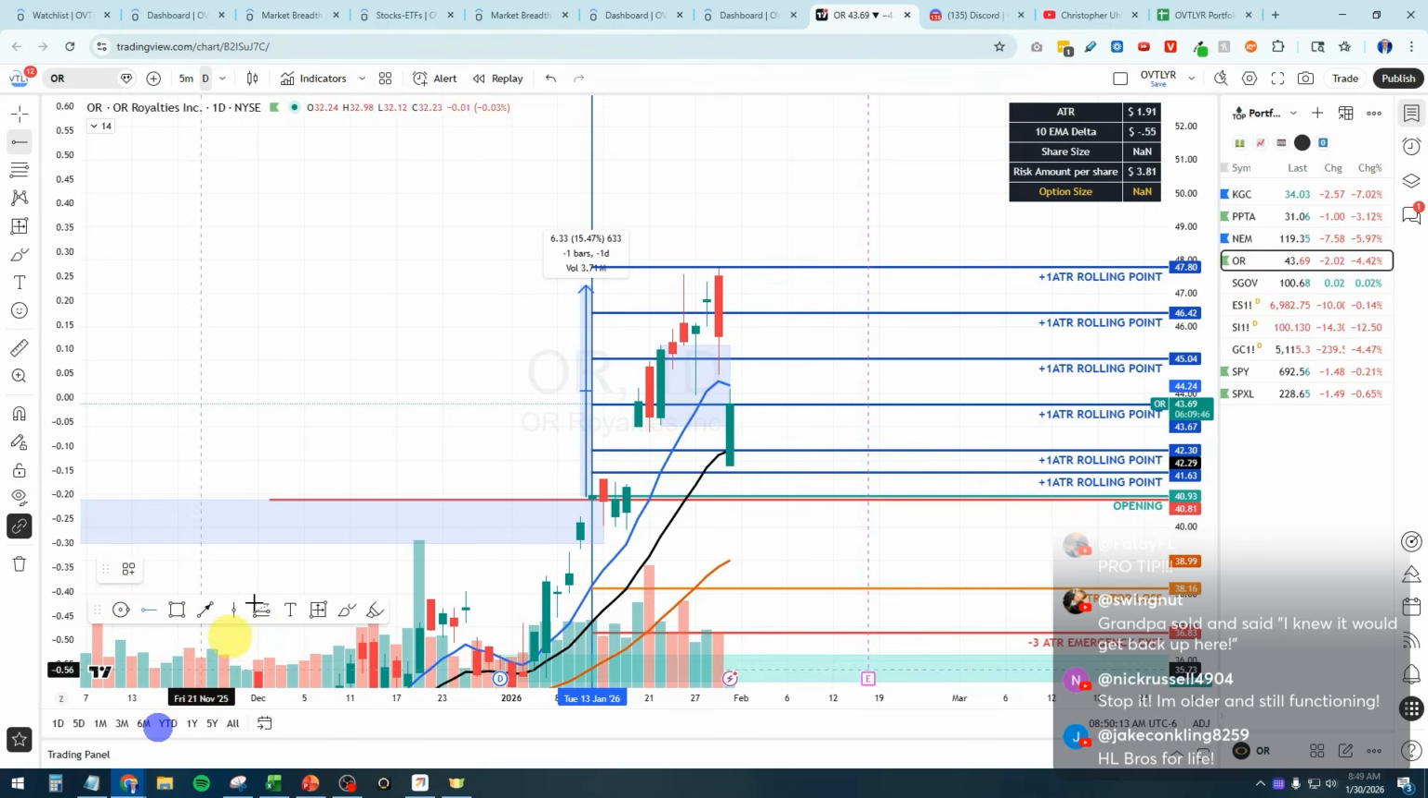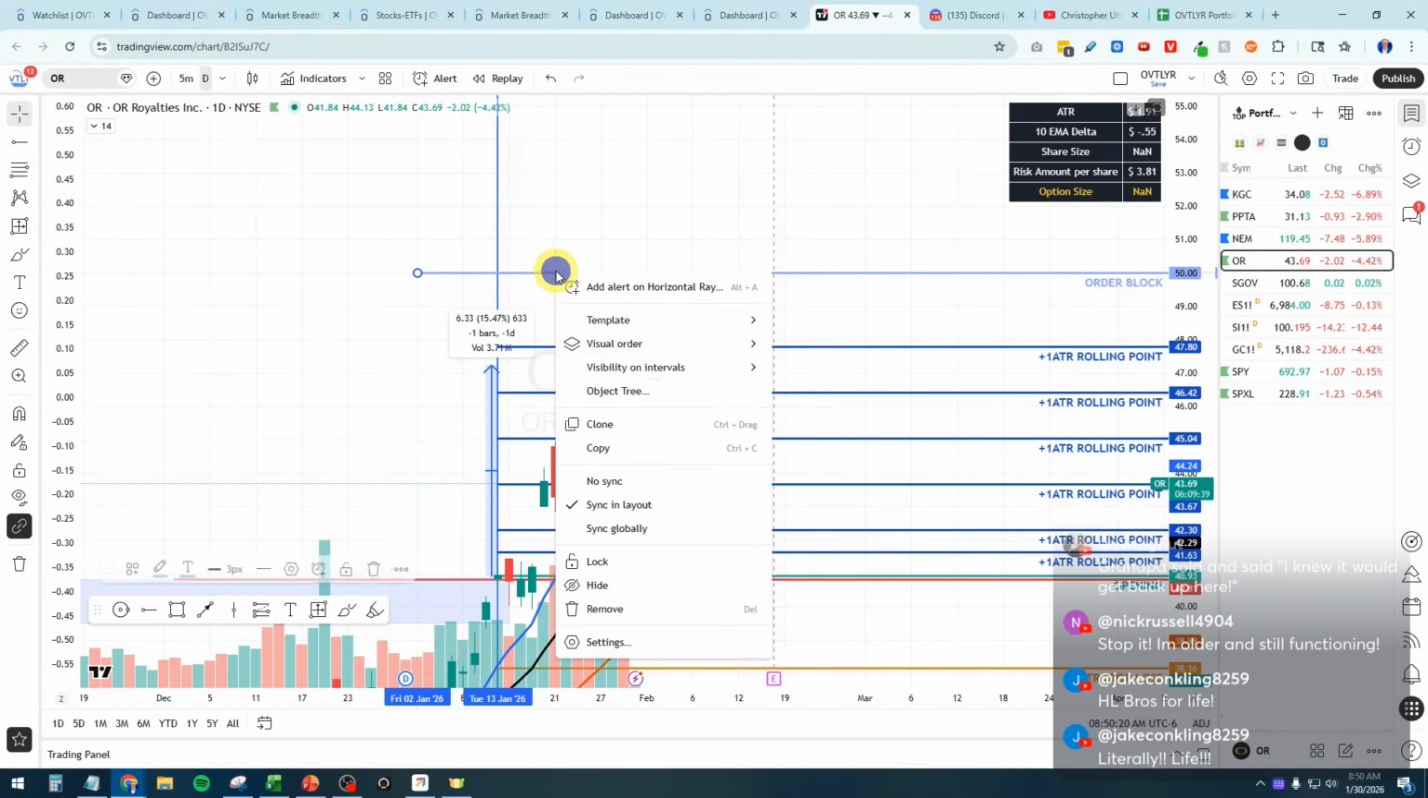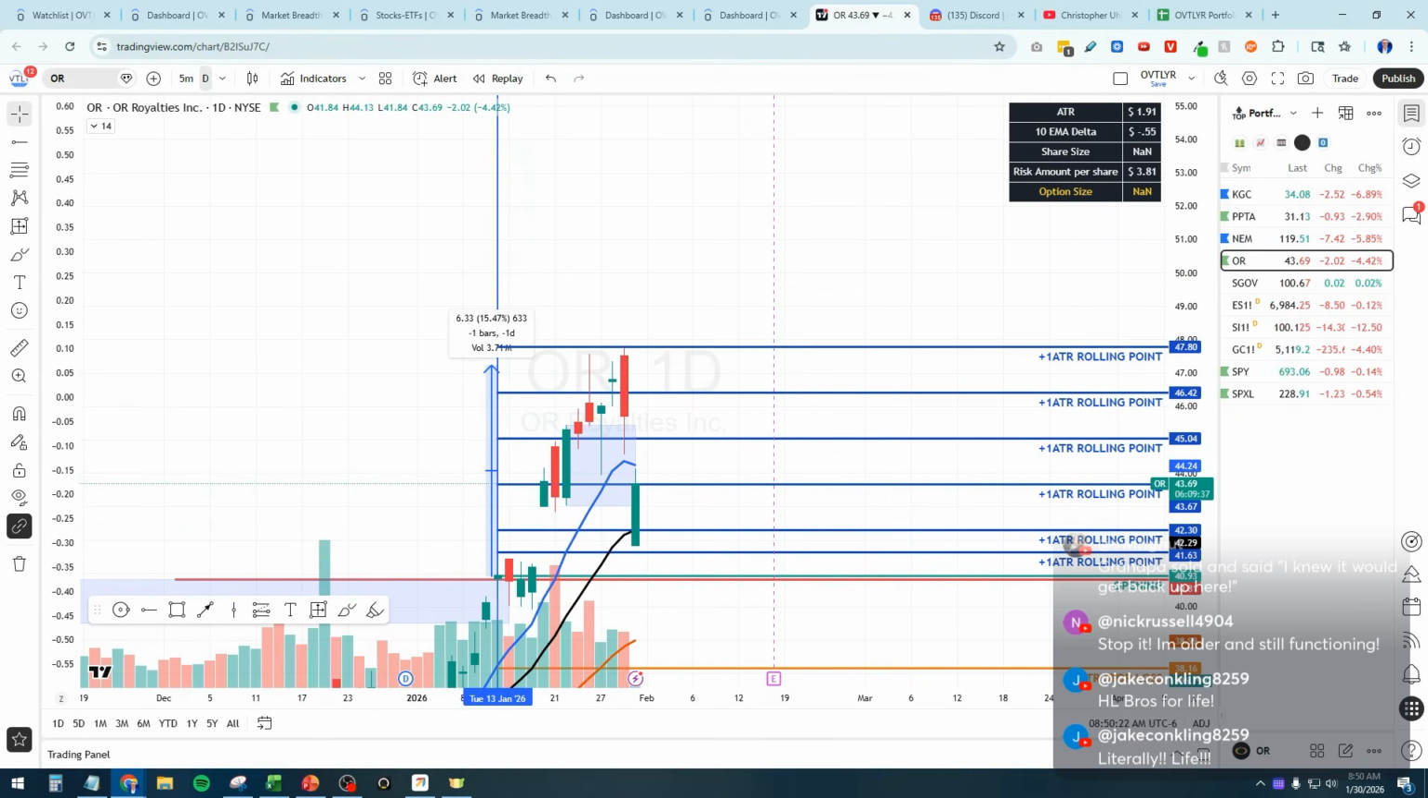So if I click one of these, right, I can just say order block, boom. And it's like a purplish looking order block, right? Which matches the purplish looking color right there. Pretty cool, yeah? That's how I like to do it. But you can do it anyway.